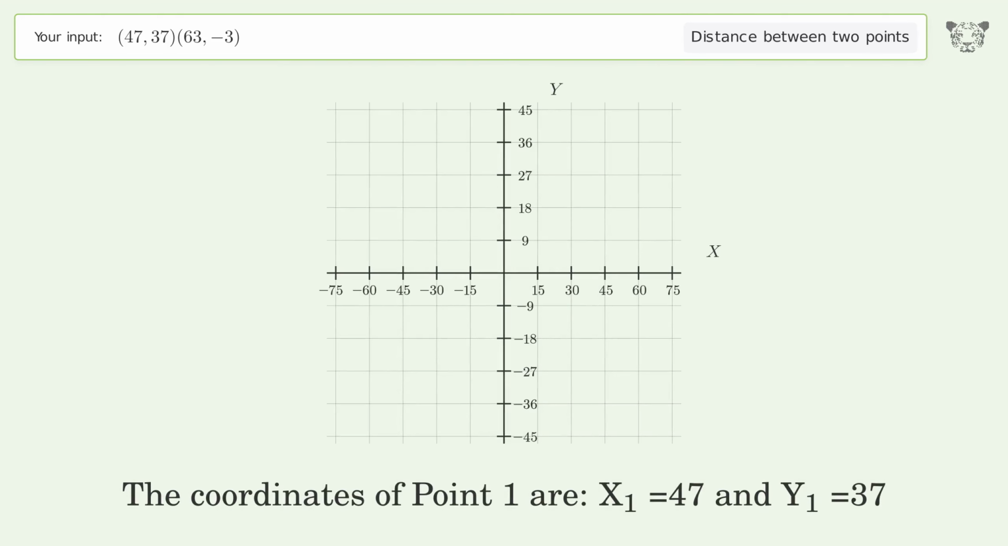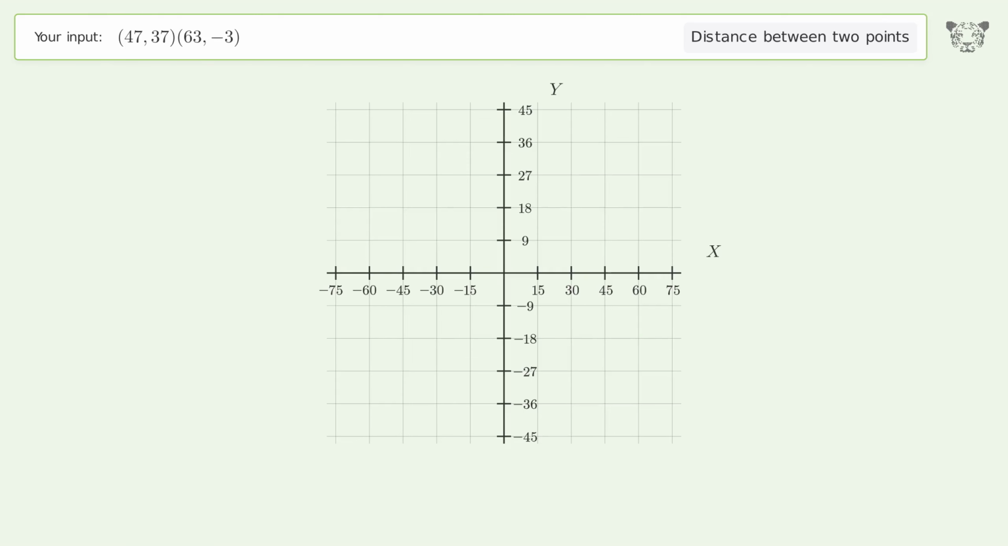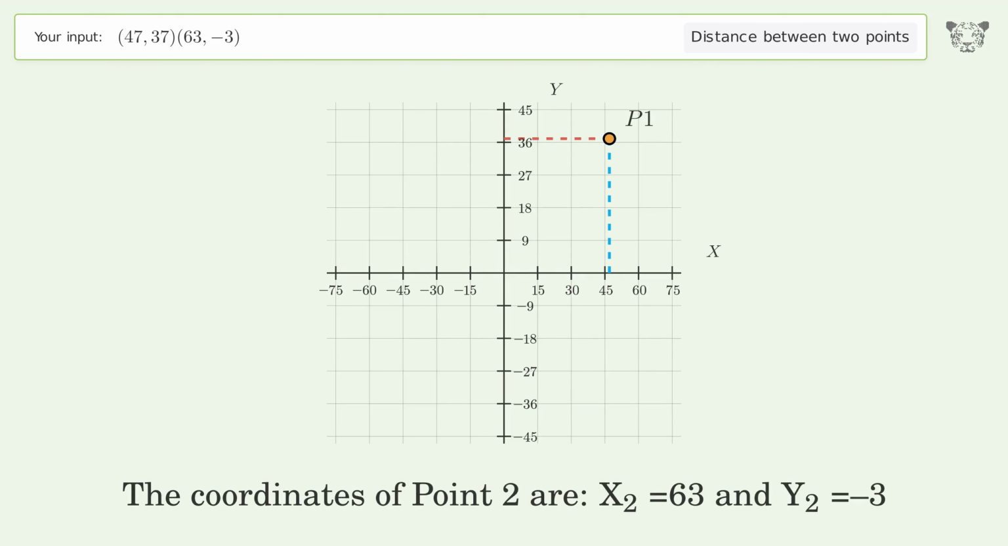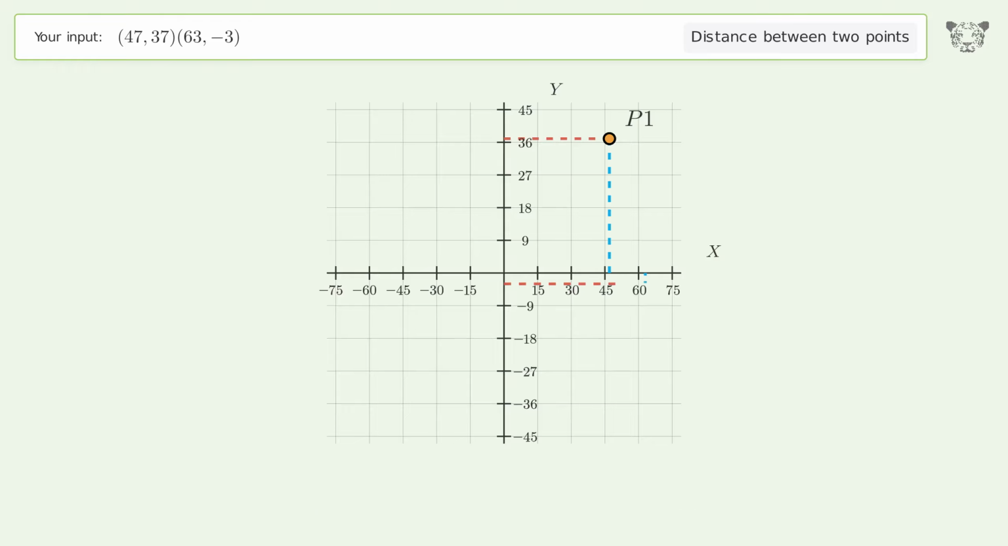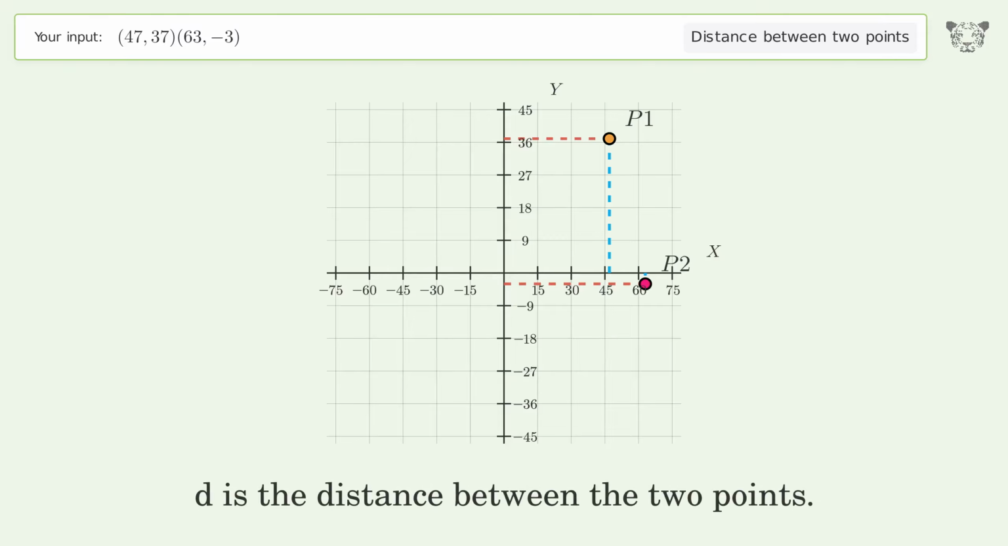The coordinates of point 1 are x1 equals 47 and y1 equals 37. The coordinates of point 2 are x2 equals 63 and y2 equals -3. D is the distance between the 2 points.